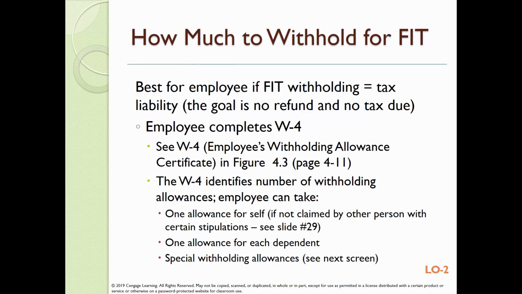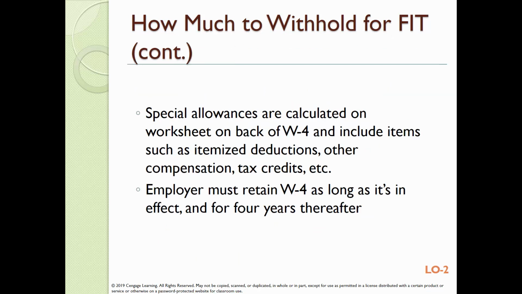So, let's see, what page was that on? 4-11. So let's just take a quick peek there. At the bottom of page 4-11, really, you're just filling out your name and social. And then in box 3, there's something interesting. It says, are you single, married, or married but withhold at the higher single rate? Why would you want them to withhold at a higher single rate if you were married?